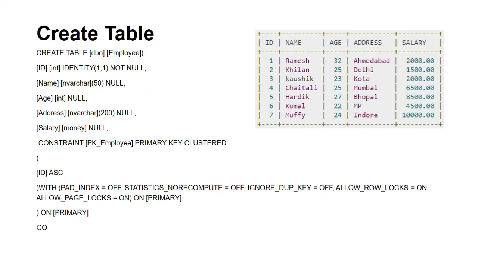In this DDL statement, we are going to create a table and define the number of columns I want. The first column is ID, an identity column. The second is name, of data type varchar. Age is an integer. Address is of data type nvarchar. Salary has a data type of money. And what constraints are we going to apply on this table? We are going to apply a primary key on ID.